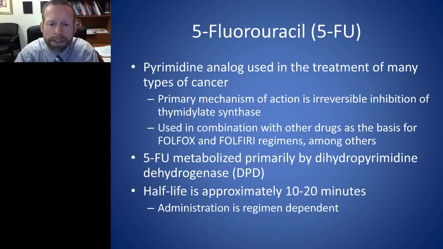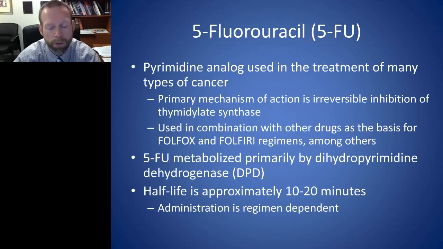So we want to move into a couple of examples that are well documented in the literature. Both of these agents are drugs that have been around for some time. The first one that we'll talk about is 5-fluorouracil. This drug is a pyrimidine analog that's used in many types of cancer. The mechanism of action is irreversible inhibition of the thymidylate synthase enzyme, and it's used in combination with other drugs as the basis for FOLFOX regimens or FOLFIRI regimens, among others.